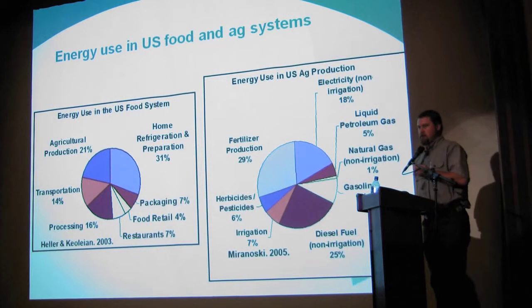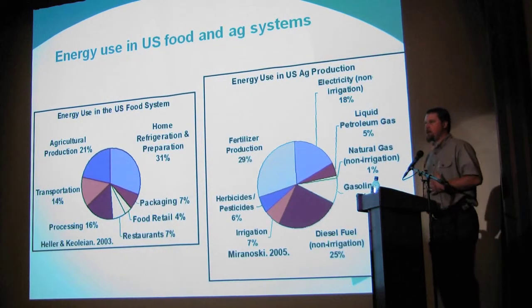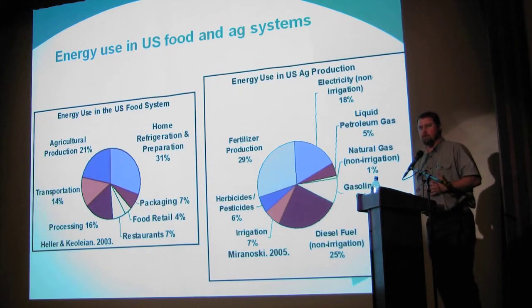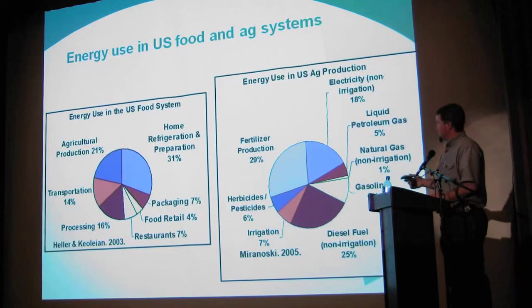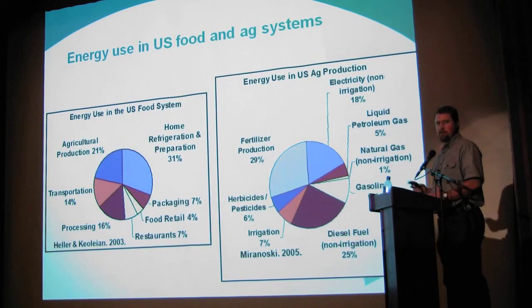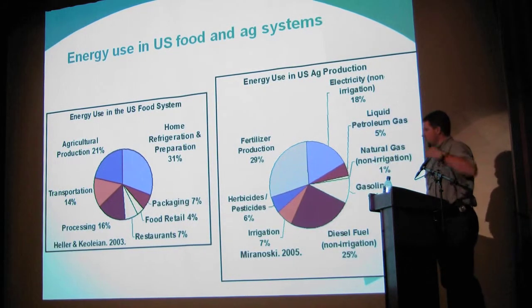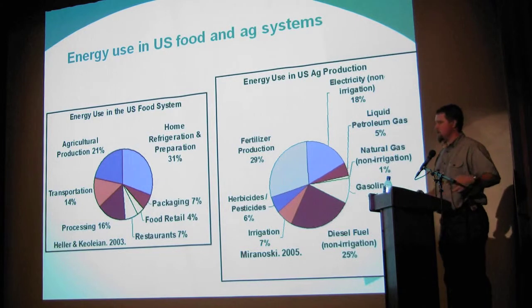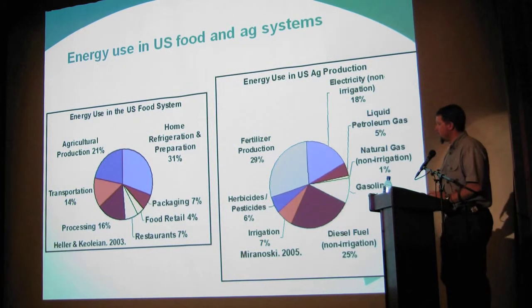So basically, these two charts that you're looking at here are attempts to assess how we use energy in our agriculture and food systems in this country. The one on the left is the big one. This is total food systems energy use. That's everything from seed to kitchen table. In fact, the one thing it doesn't really have is what goes on after the kitchen table, which is an area of a lot of our work.